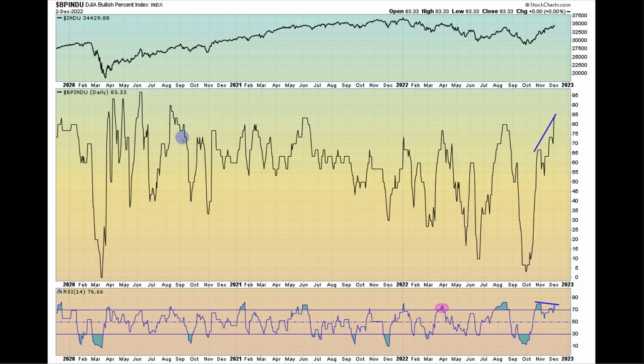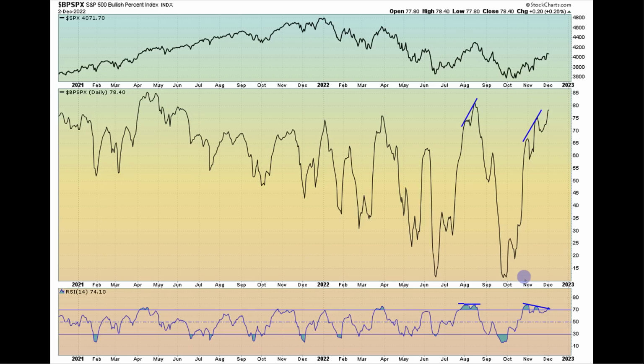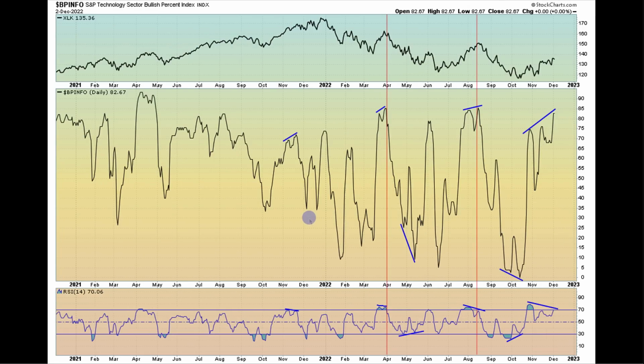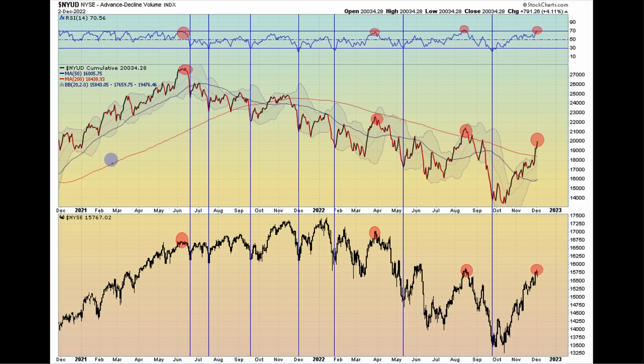Negative divergence forming on the Dow Jones Industrials. Negative divergence forming on the bullish percent for the S&P 500. This one is not quite overextended, but you can see that there is a subtle divergence on the NASDAQ 100 bullish percent index. And if you look at the bullish percent index for the technology sector, clear negative divergence there. Those are the bullish percent charts, all of the big sectors showing those negative divergences and potentially getting overextended.